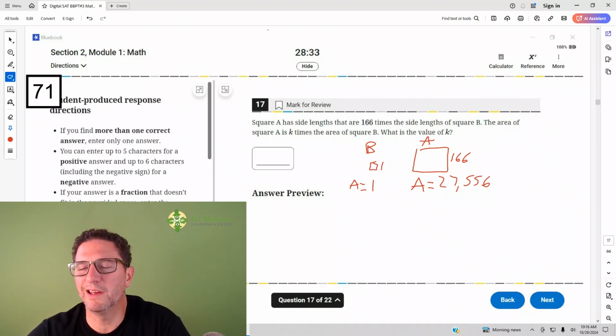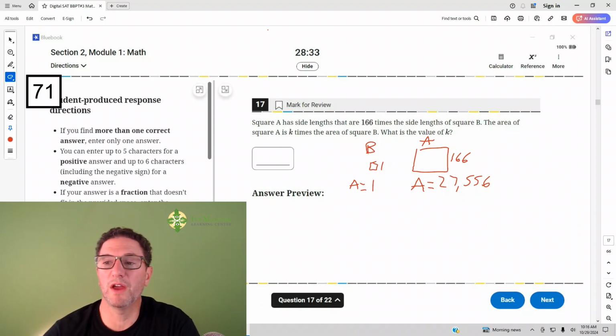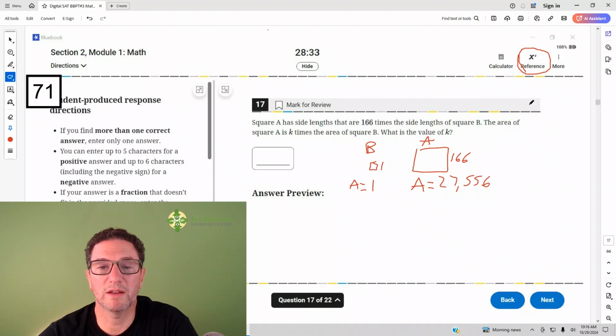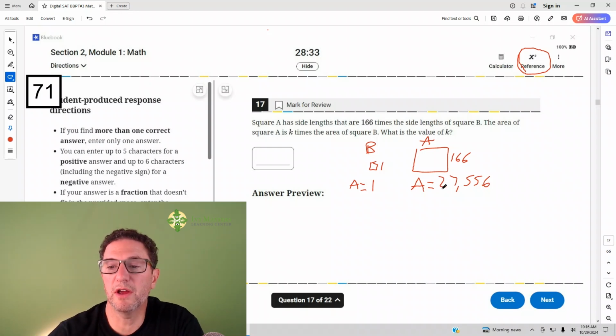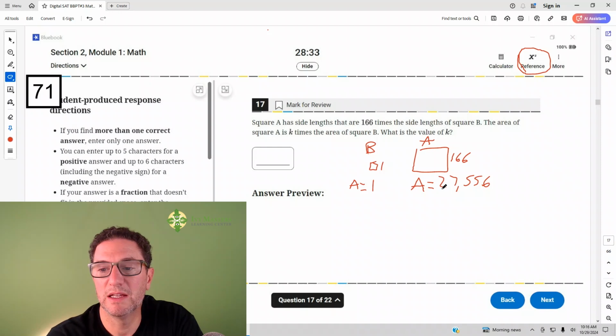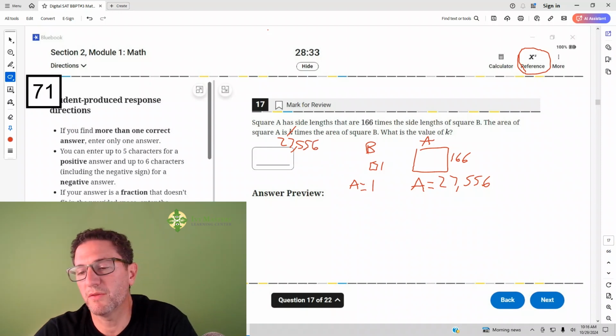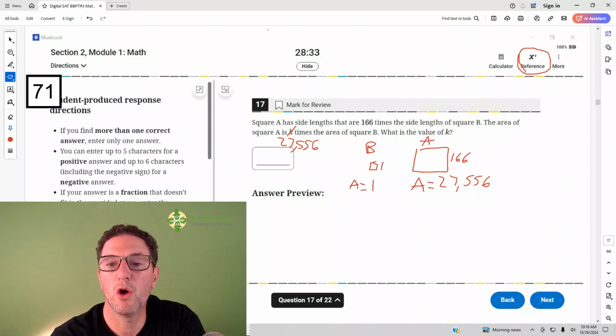And by the way, area is length times width. If you ever forget, up here where it says reference, that's what you want to click on in the Bluebook app, and it'll tell you that the area of a rectangle is length times width. Well, for a square, the length and width are the same. That's why you only need 1, and that's what you get. So the area of square A is k times the area of square B. I could replace the area of square A with 27,556, so 27,556 is k times 1. The area of square B is 1.